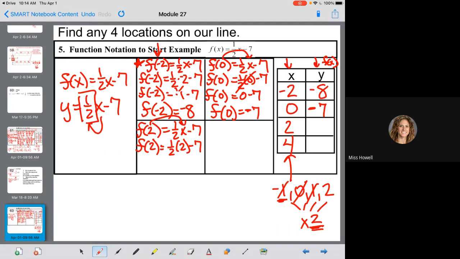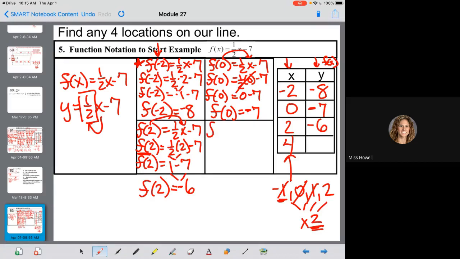Now remember, this side over here, there's no math to do. That's not a multiply. It's just saying, what's the value of this function when x has a value of 2? That's it. All the math is over here on the right. So 1/2 times 2 gives us a 1 minus 7. And then we subtract here. We'll figure out that our value of our function when x is 2 is a -6. So another place on our line is at 2, -6.